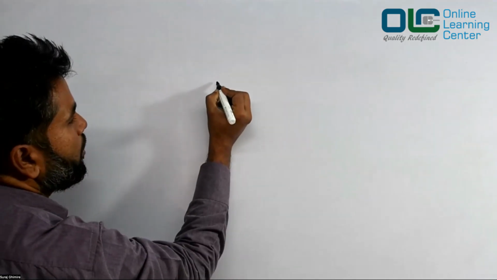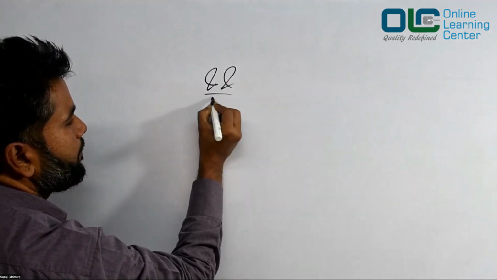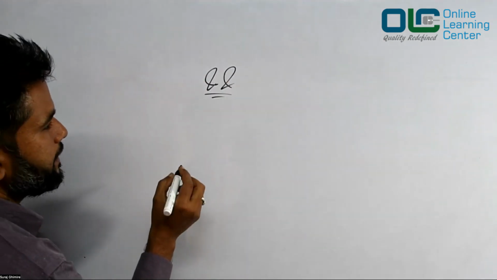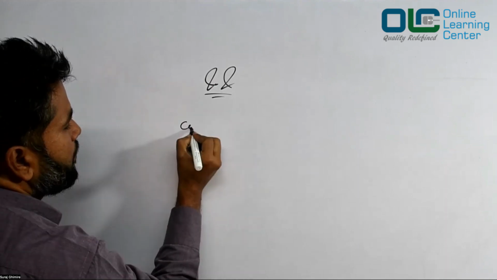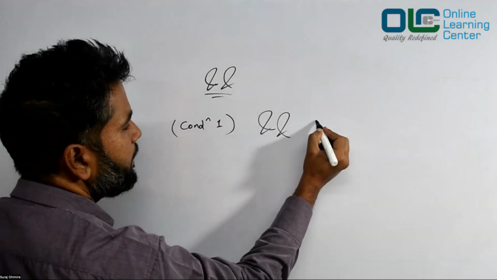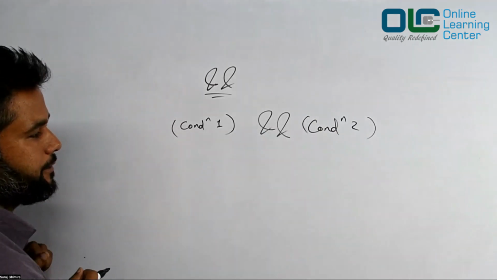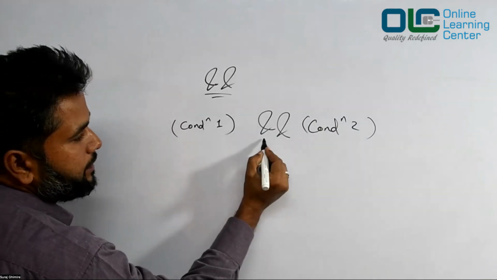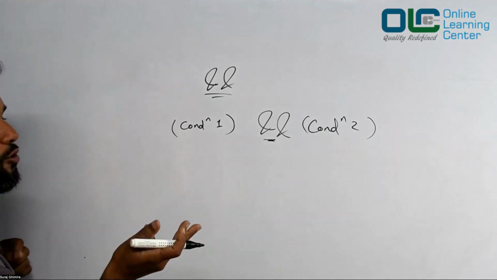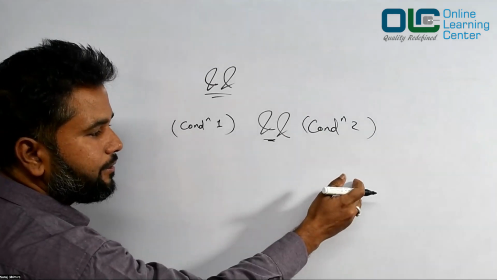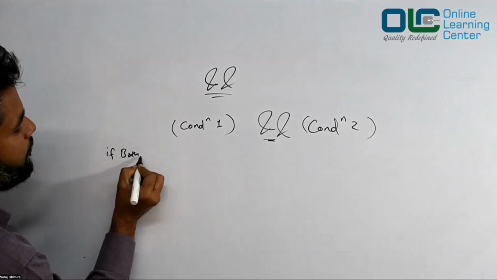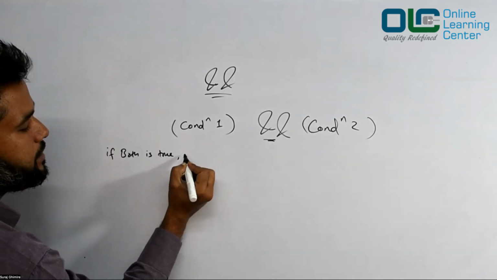Okay, so we are talking about and operator, right? And operator. Okay, now let's say you have written a code like this: condition 1 and then condition 2. So let's say you have two conditions here. Okay, now see, this and operator means what? Both should be true. This and that. Okay, both should be true. So if both is true, the result is true.